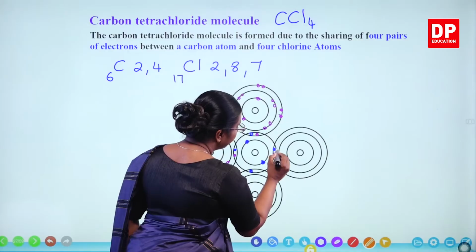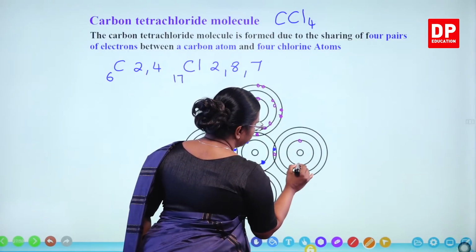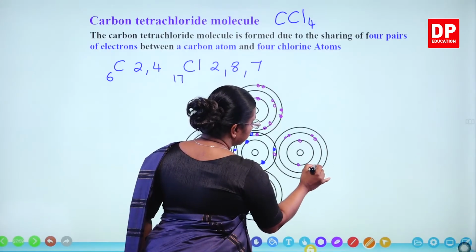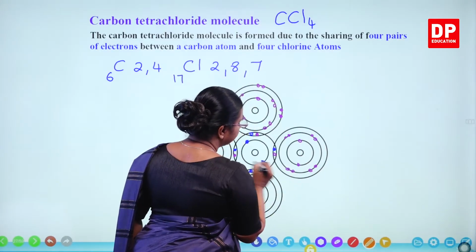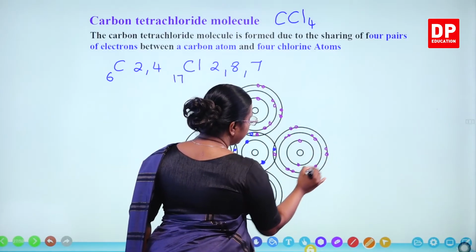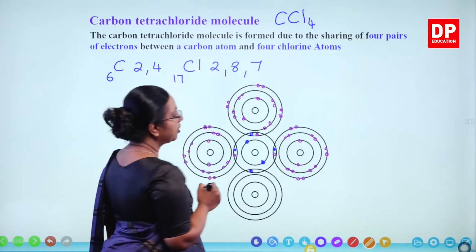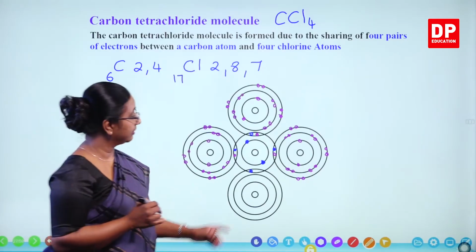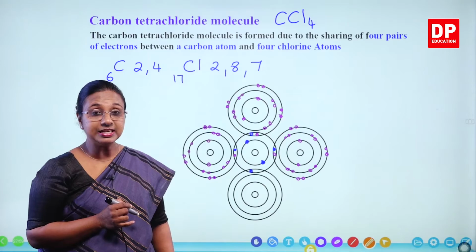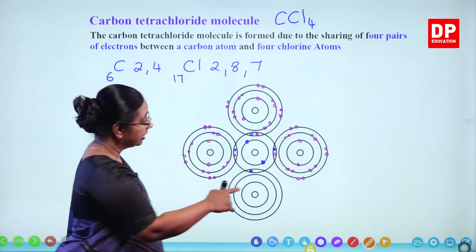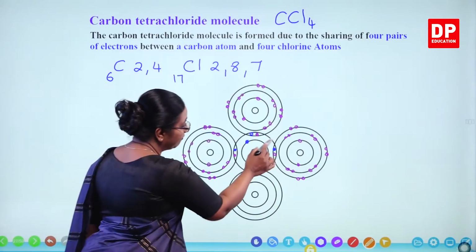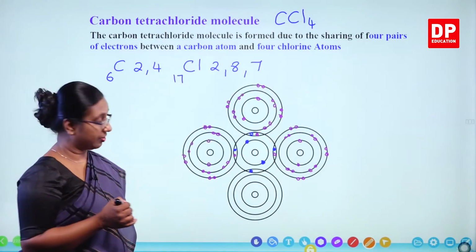Then this chlorine, the same thing. 2 electrons, 8 electrons in the second shell, and there are 3 lone pairs or non-bonded pairs of electrons in the last energy level. What is that called? That is the valence shell. So in the valence shell, there are 3 lone pairs of electrons and 1 bond pair of electrons.